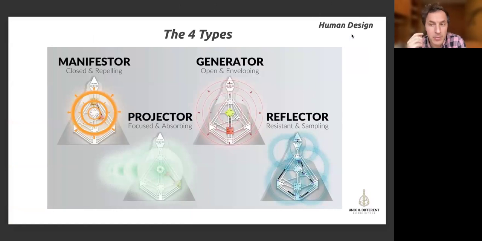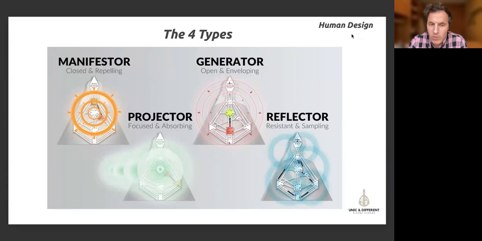Now we are going to talk a little bit more about information about the human design. When we are doing our chart, we get to know that we are one of these four types. There are four types of design: manifestor, generator, projector, and reflector. These four different types allow us to understand a lot. Each of us has one of these types as our type.